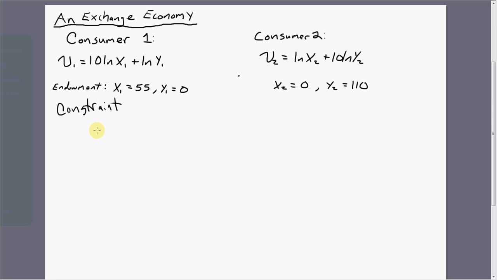The budget constraint for consumer 1, well, let me just write the budget constraint in general format. I is income. We got the price of good X times units of good X for consumer 1 plus the price of good Y times units of good Y for consumer 1. So consumer 1 has 55 units of good X. So consumer 1's maximum income is those 55 units times the price of good X, what the consumer could sell those units for. That would be the consumer's maximum income.